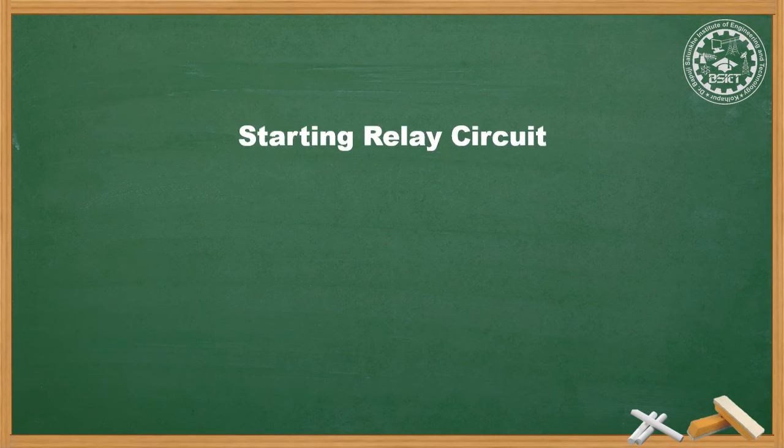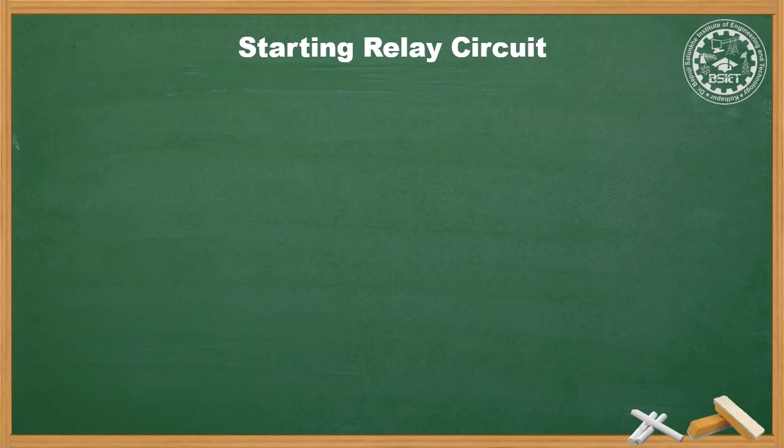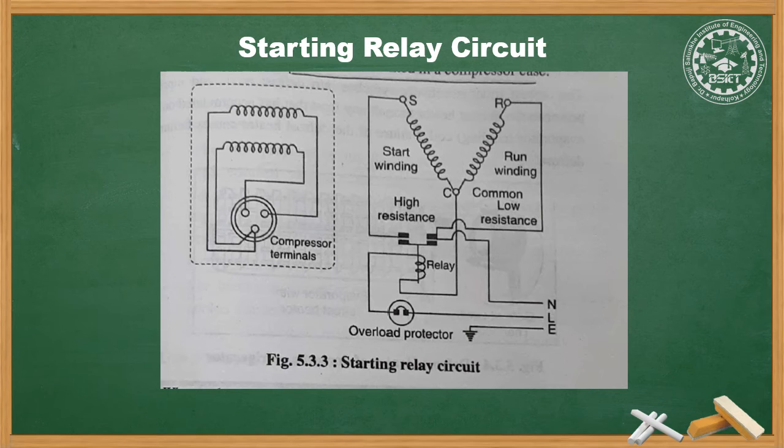Next is the starting relay. A compressor motor is provided with a start and run winding to operate the complete cycle. During starting, only the start winding is energized. The starting relay is a current operated type, with a coil connected in series with the run winding of the compressor. This relay is mounted in the compressor case, as shown in the figure.